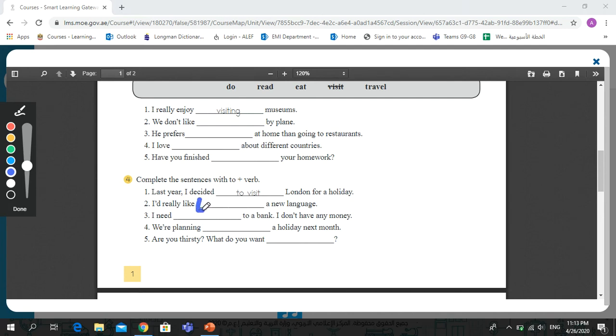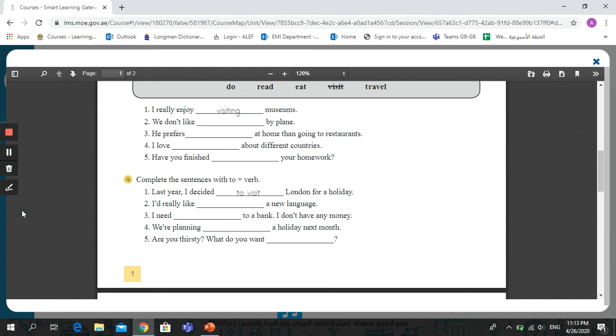So the answer should be to plus the verb in its base form, learn. Of course, your handwriting should be on the line.